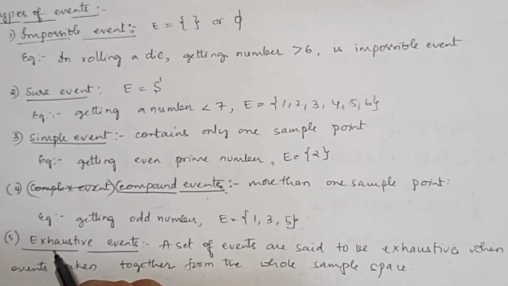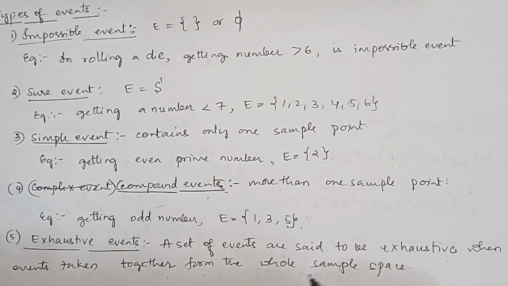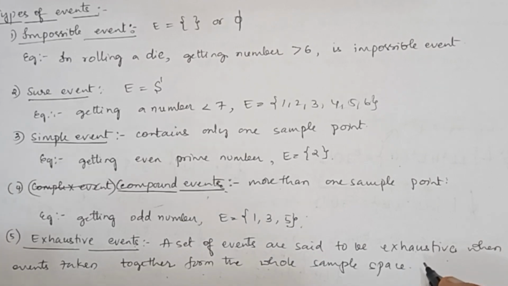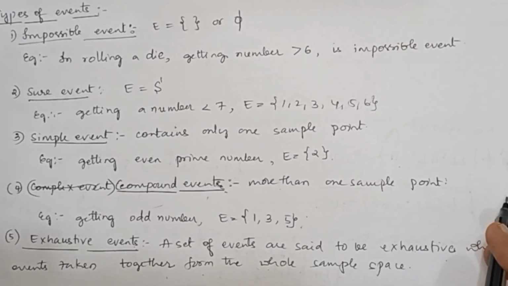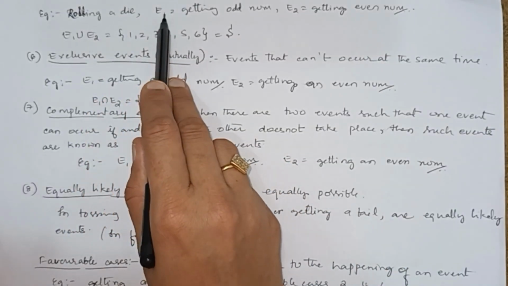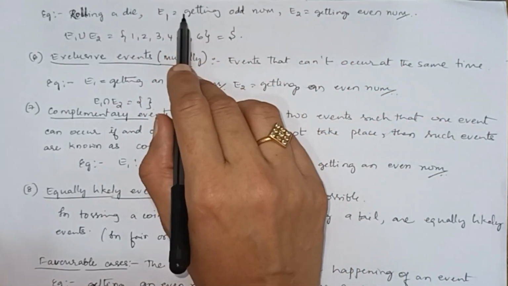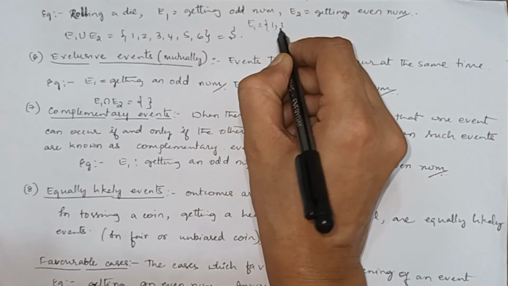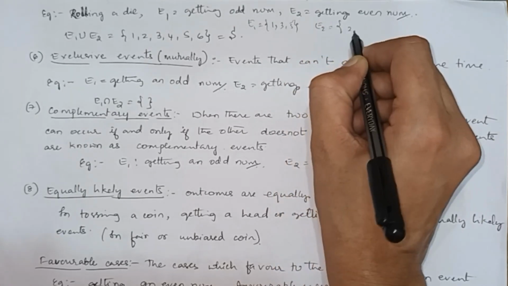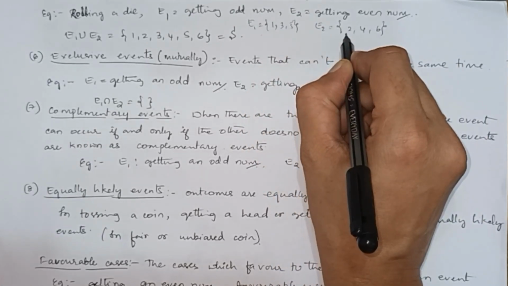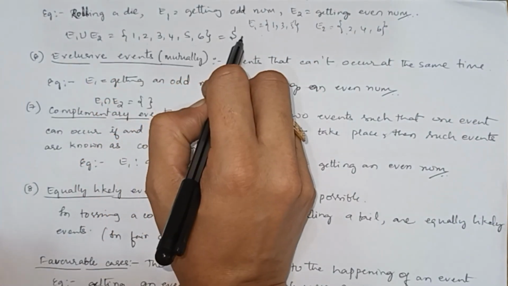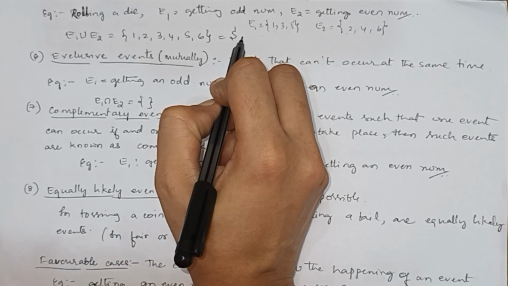Next type of events are exhaustive events. A set of events are said to be exhaustive when these events taken together form the whole sample space. That means when you combine all those given events, if you get the entire sample space, we call those events exhaustive events. For example, when you roll a die, E1 is the event of getting an odd number, and another event E2 is getting an even number. For E1, favorable outcomes are 1, 3, 5. For E2, favorable outcomes are 2, 4, 6. So, when you combine these two events, you will get the entire sample space. Such events are called exhaustive events.